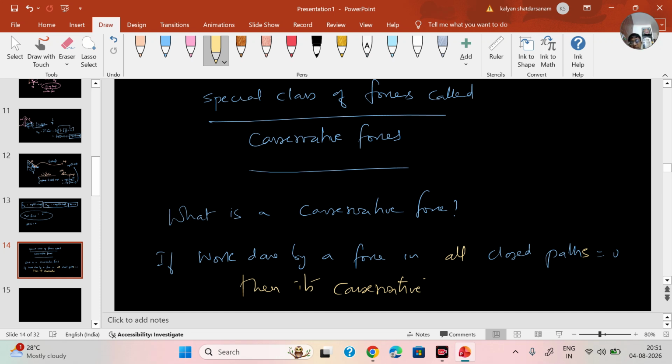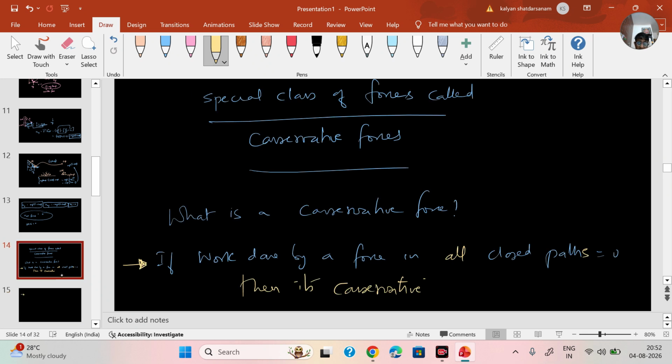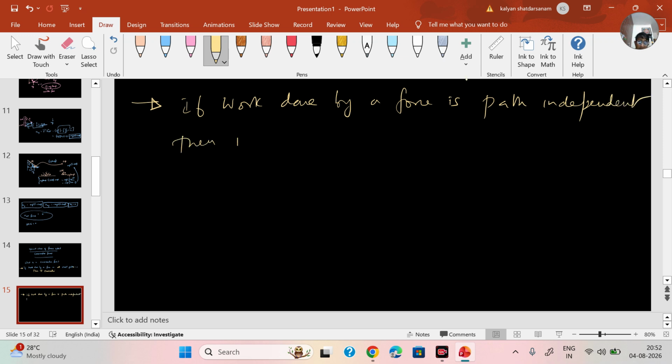It may do work. In some part, it may do positive work. In other part, it may do negative work. But by the time you complete and come back to the starting point in a closed path, it should do zero work. That is one definition of a conservative force. The other definition, which you can prove from this first one, first and second are interprovable from each other, is if work done is path independent. If work done by a force is path independent, then it's a conservative force.